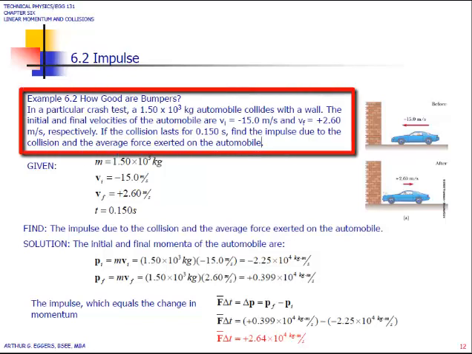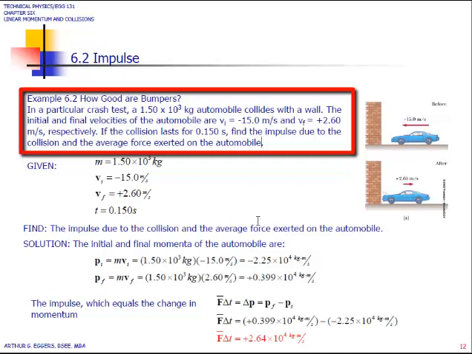The collision of a car against the wall. It says in a particular crash test, a 1.5 times 10 to the third kilogram automobile crashes into the wall. The initial velocity of the automobile is minus 15 meters per second, so it's traveling in the negative direction, 15 meters per second. After it hits and bounces back a little bit, it bounces back at 2.6 meters per second.